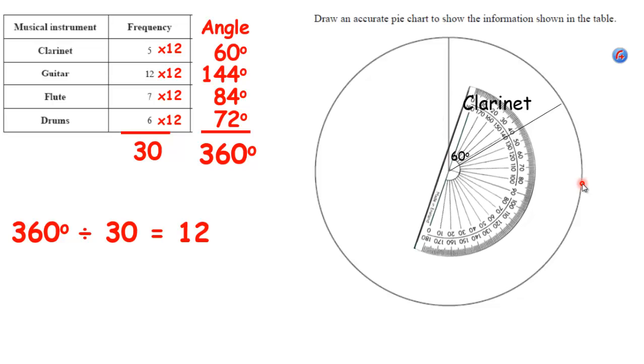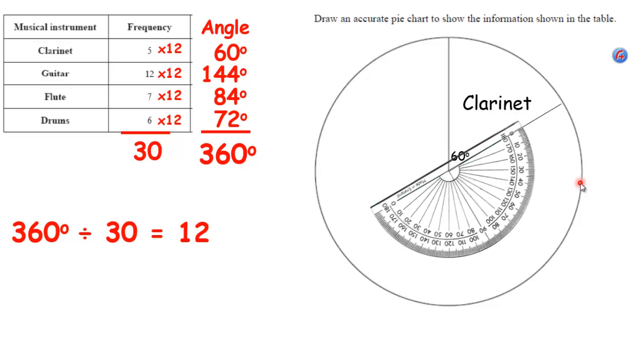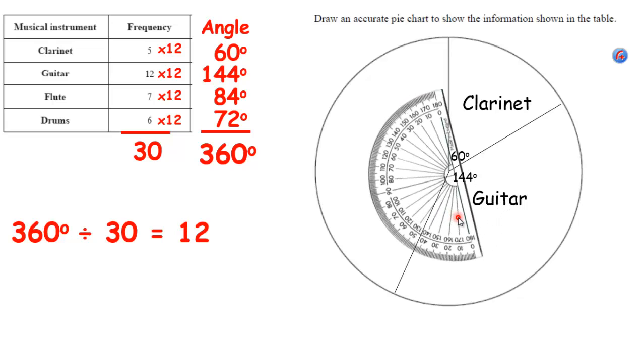Turn your protractor, and again line it up with this new line you've just drawn. So line it up so the center is at the center of your circle, the 0 line is lined up on the line you just drew, and now we want to measure 144. So remember, we're going from 0 all the way around to 144. It's going to be about there. Draw my line out, label it 144, write in guitar, and now turn your protractor again and sort out your next angle.